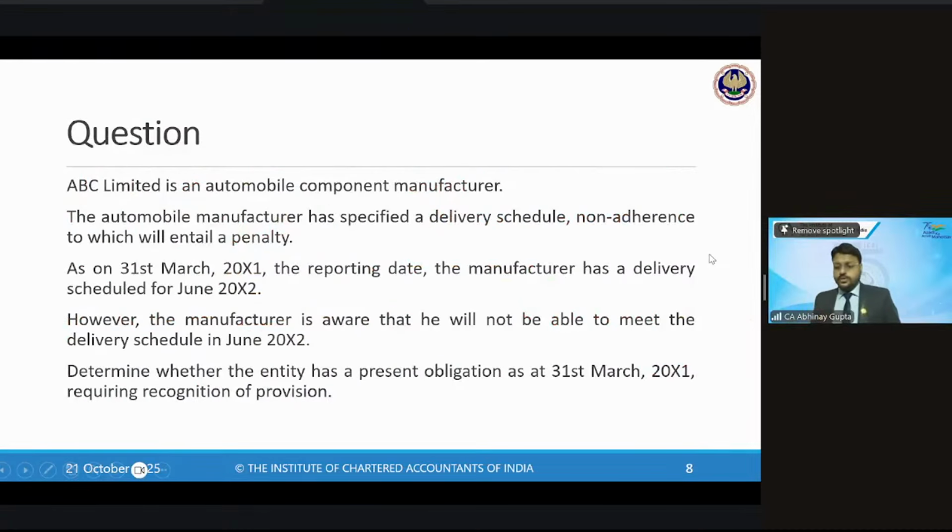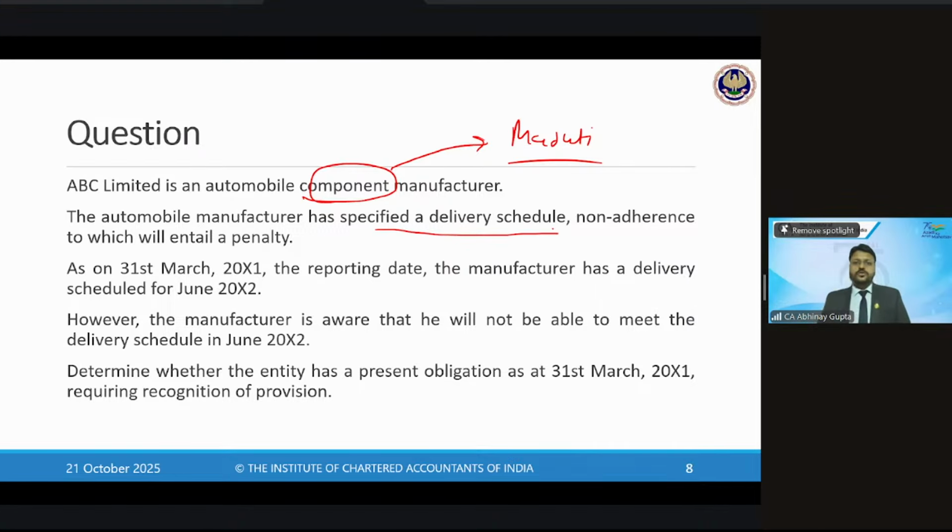Okay, so let's do this question. ABC Limited is an automobile component manufacturer. The automobile manufacturer has specified a delivery schedule, non-adherence to which will entail a penalty, right? So ABC Limited is manufacturing certain components and supplying to Maruti, for example. Maruti is the auto manufacturer. Maruti has entered into a contract with ABC Limited along with a specified delivery schedule, on which particular dates items need to be delivered. Non-adherence to this delivery schedule will result in a penalty on the part of ABC Limited, which it needs to pay to Maruti.